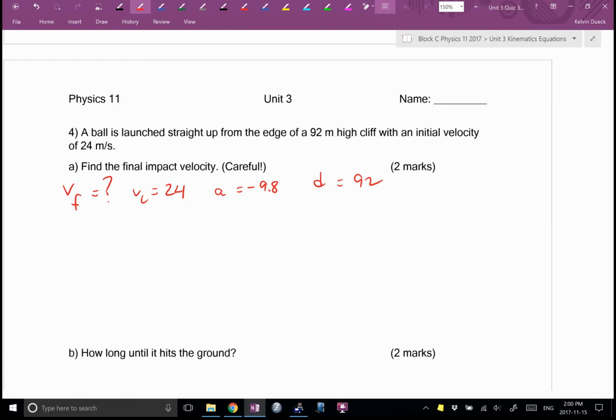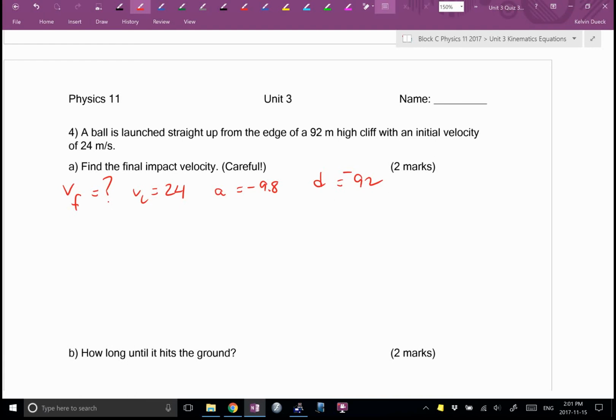Well, no. I don't need to worry about the straight up part. What's negative? Dylan, are we ending up below from where we started? I don't need to worry about the going straight up part. This displacement, nature will take care of itself. Because what I'm really saying is, if I start going up at 24 meters per second, if I accelerate down at negative 9.8, and I end up 92 meters below from where I started, how fast will I be hitting the ground? It'll take care of all that. It'll take care of the going up and coming back down portion.